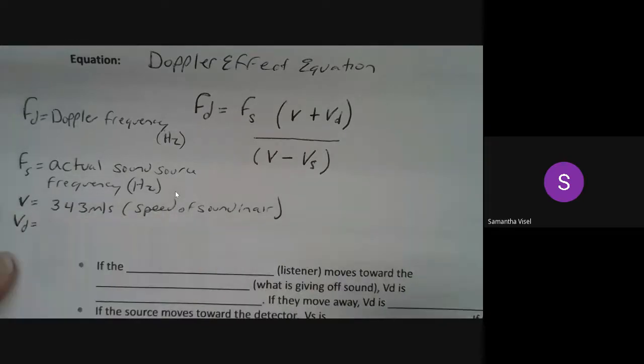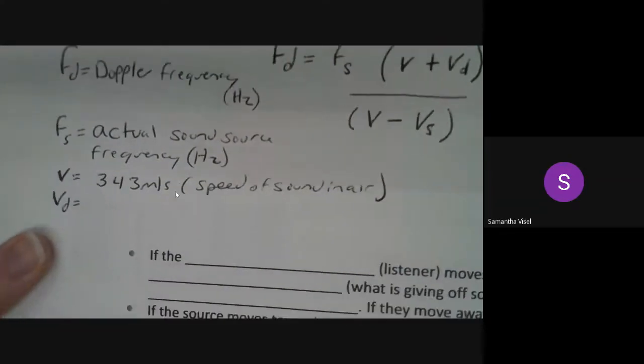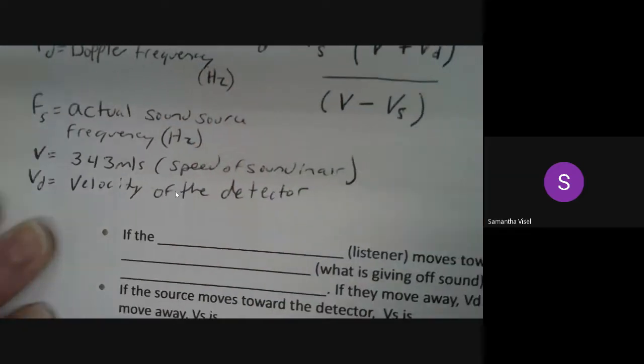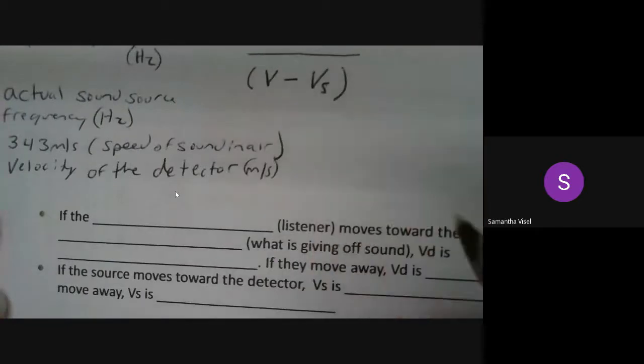V subscript D, this is the velocity of the detector, that'll be in meters per second. Now the detector is who hears the sound.